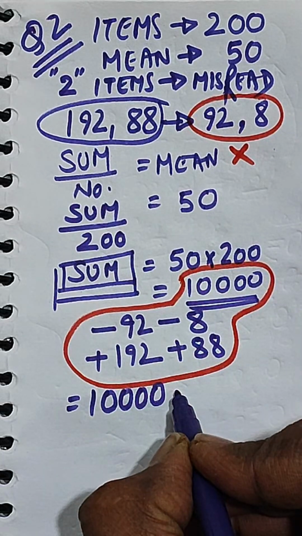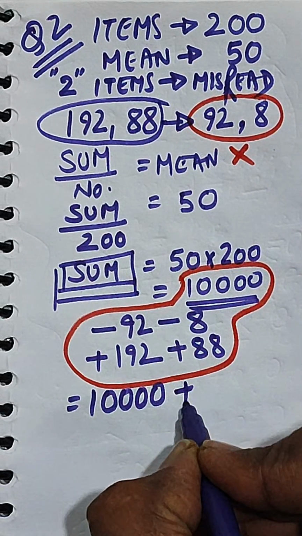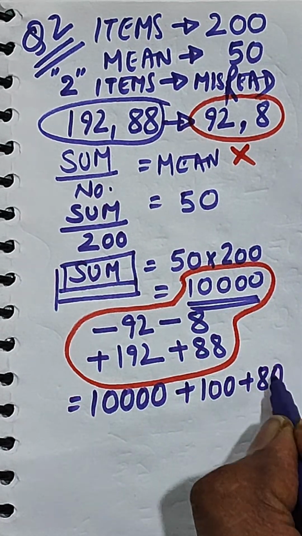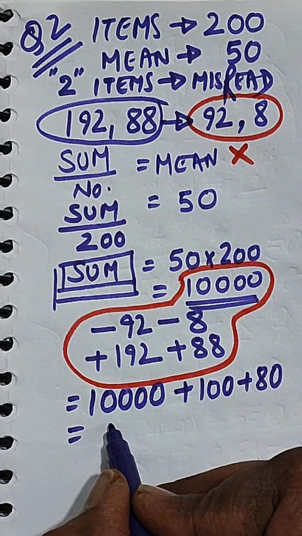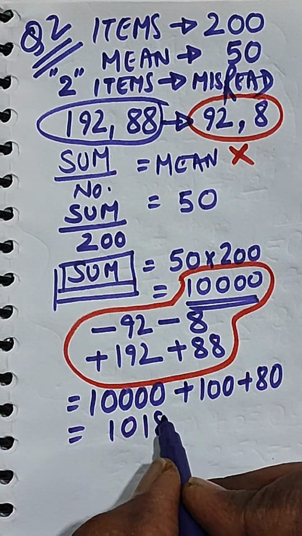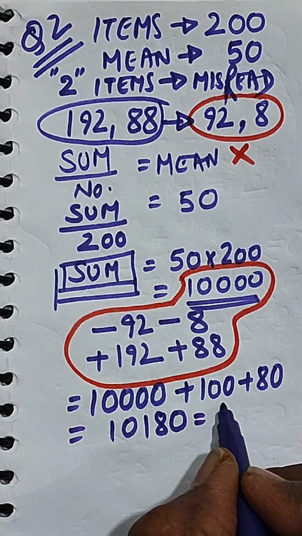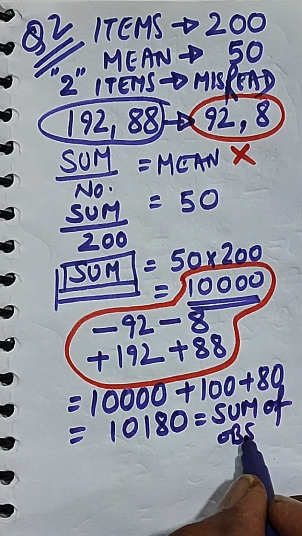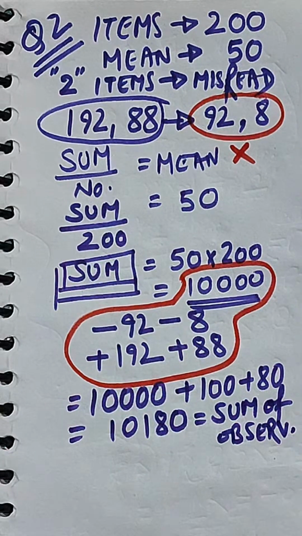192 minus 92 is 100. 88 minus 8 is 80. So this will give you 10,180 as the sum of observations when the right data is considered.